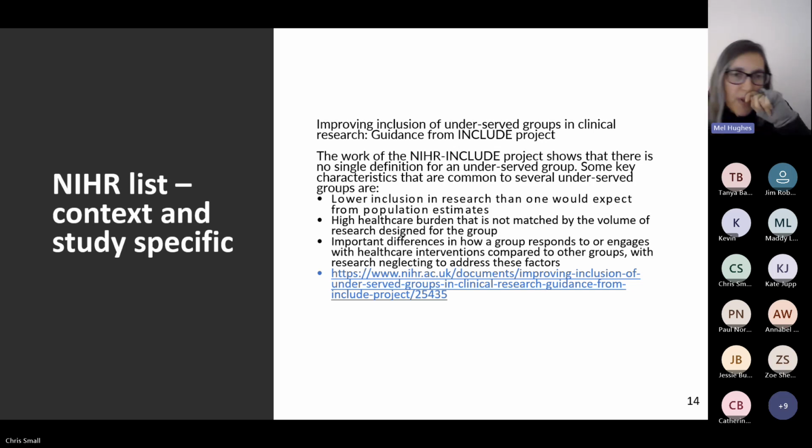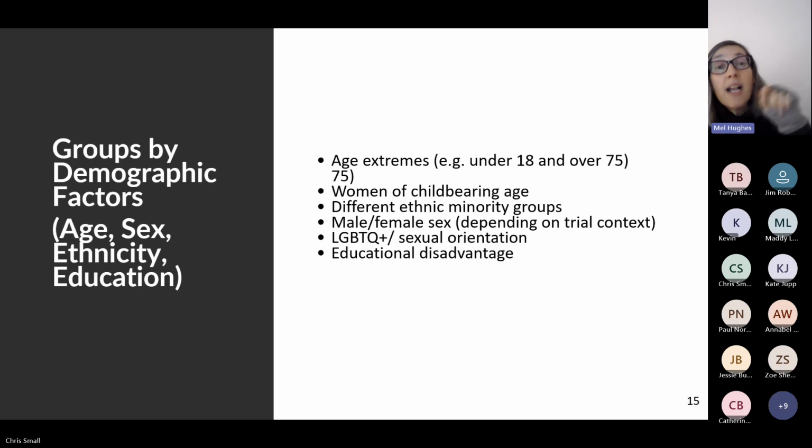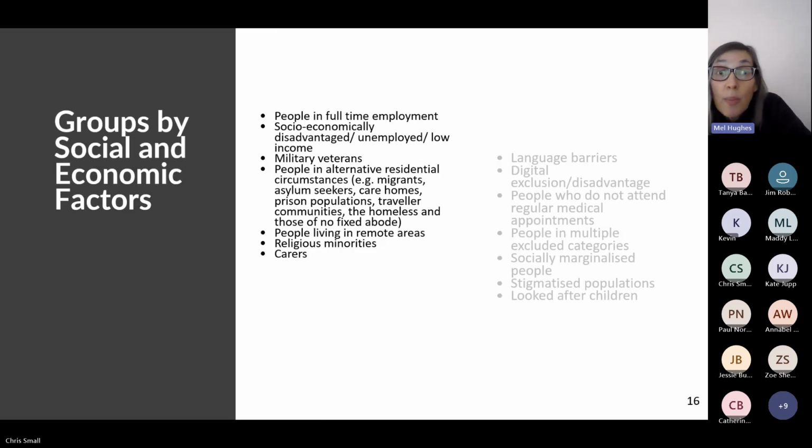I'm just going to fly through the next few slides, Chris, if that's okay. They grouped that in terms of demographic factors. So there's a list there of who by age, sex, ethnicity, education are not typically engaging in research, both informing, shaping and participating in research. Next one was about social and economic factors. So people, again, not typically engaging from these different backgrounds. It's interesting when you look at it, isn't it? It's people in full-time employment and people who are unemployed. So we're talking the majority of people here.